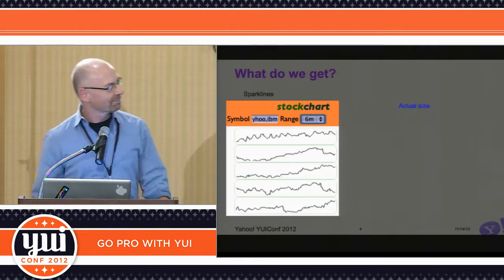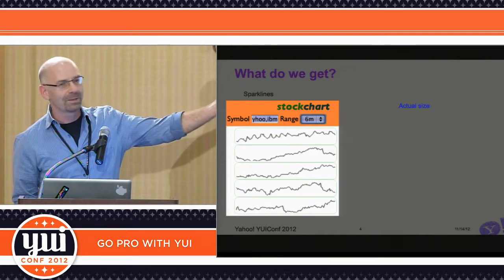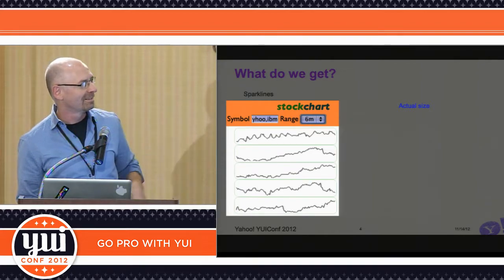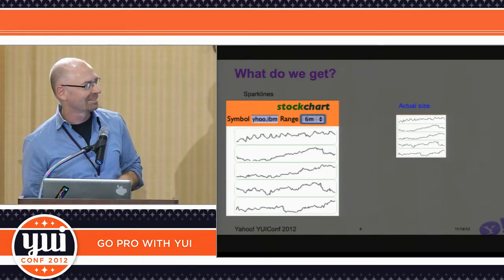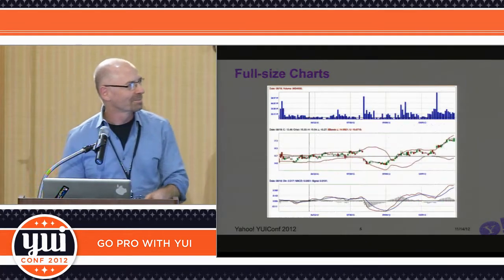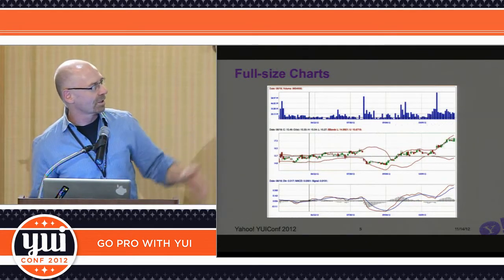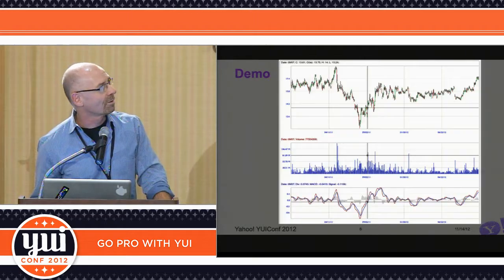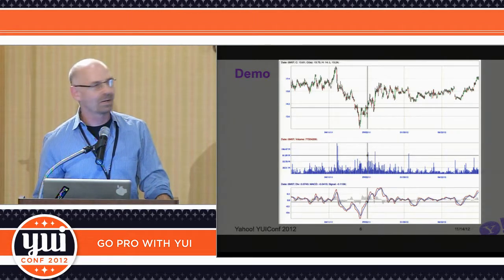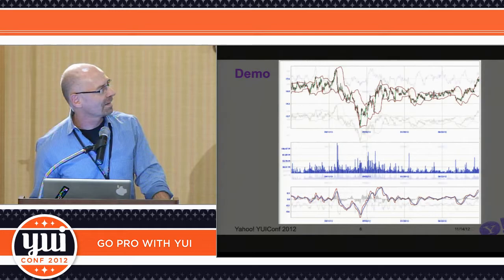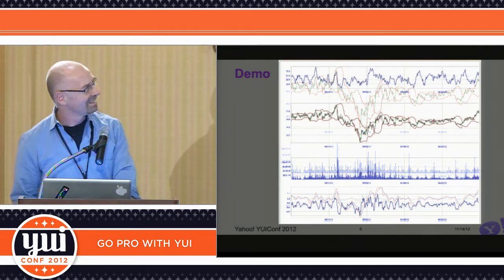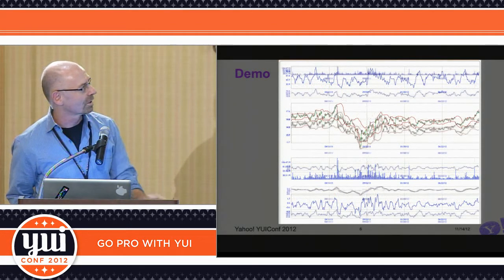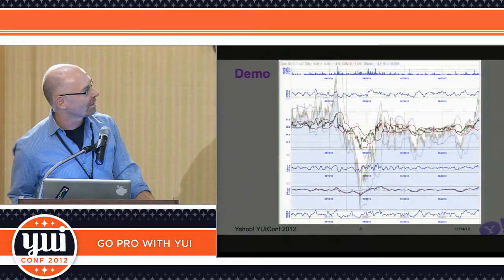So what do we get? Spark lines. That's not what they really look like. They're much smaller. Kind of like that. And then the charts essentially look like this. So I wasn't sure if our connection was actually going to work. So I have a real demo. But this is what the charts look like. Just gives you a feel for the stuff that's in there.